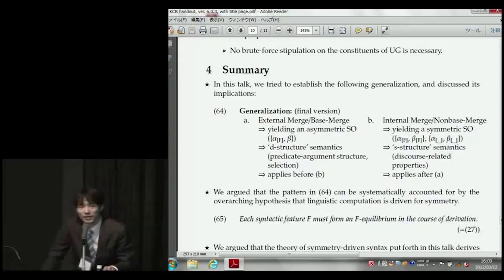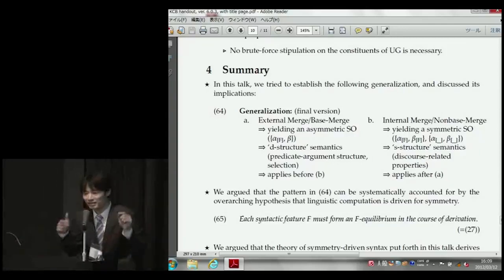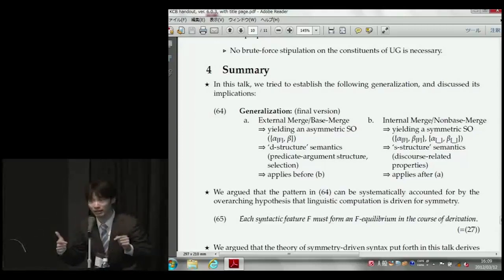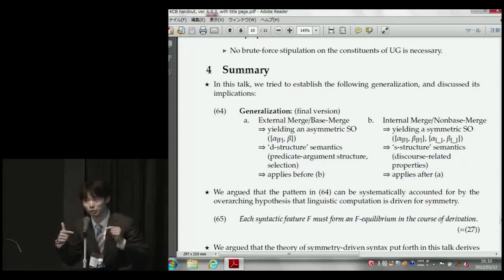And well, if there is no relevant feature that determines the asymmetry of the semantics at the point of the application of external merge, that's fine. Well, external merge can also introduce a non-asymmetric structure, and we can simply say that at the point of application of merge, there is no syntactic feature that characterizes the structure as asymmetric, and that's fine. And so external merge can also be used for symmetric structures in the first place.